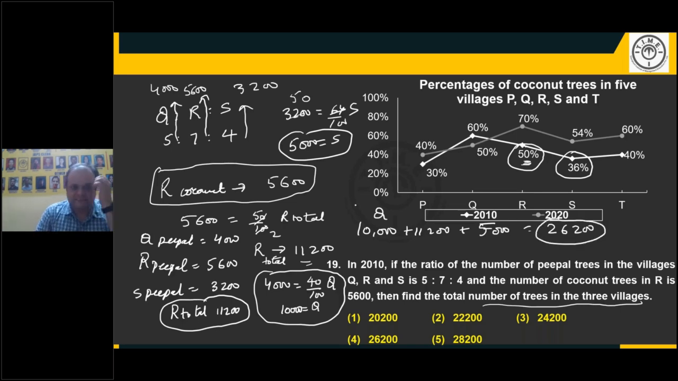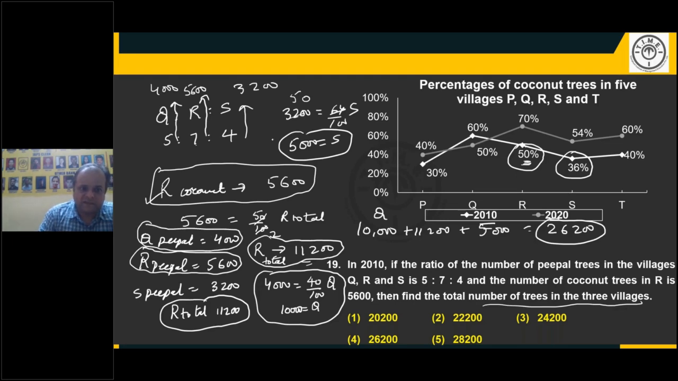So there are two aspects to it. One is, first and foremost, R's coconut is 5600. So you find out R's total is 11,200. Once you know R's total, you can say this value 7, which is given in the ratio, is 5600. So we come to know that R people is 5600, which comes out first. Similarly, 5's value would be 4000, which means Q people is 4000, and 4's value would be 3200, which means S people trees would be 3200.